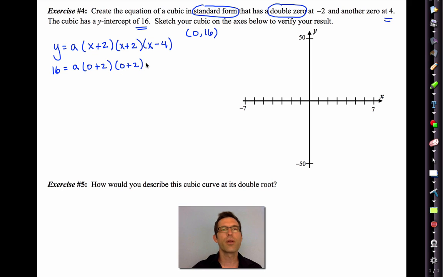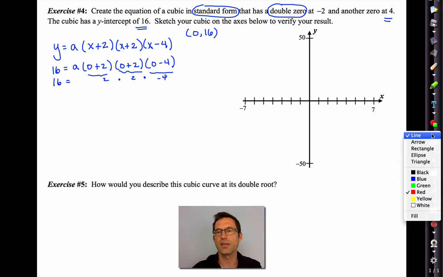Now, it's really critical that you have both of those x plus 2's. If we have only one of them, then we don't have a cubic, we have a quadratic. All right, this is 2, this is 2, and this is -4. And remember, these are all multiplying. 2 times 2 is 4, times -4 is -16.